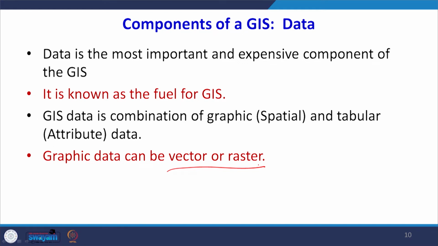You will learn about these vector and raster maps more in another lecture. So these are the two different broad categories of graphical data. Vector is the data which has a magnitude and direction, and raster is the grid based, pixel based information, like a satellite image. So these are the different characteristics of the data product.